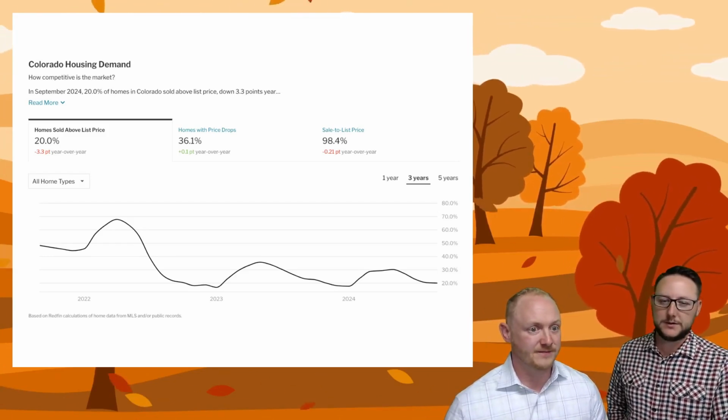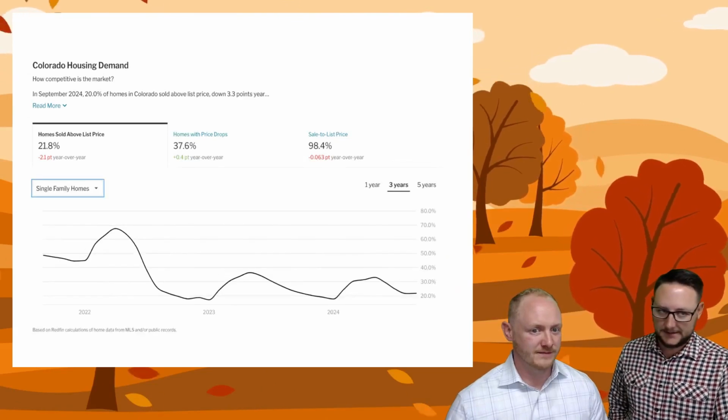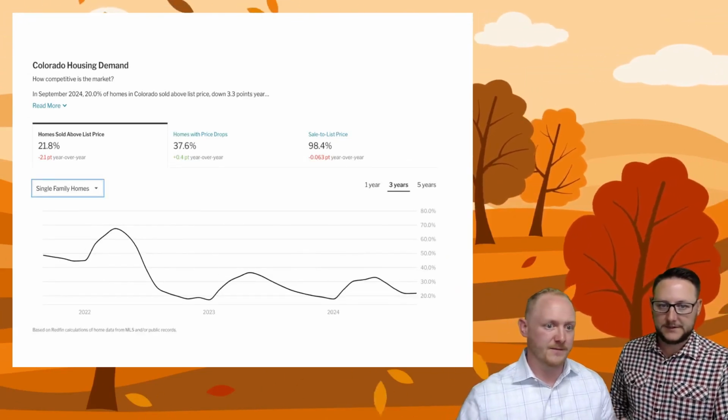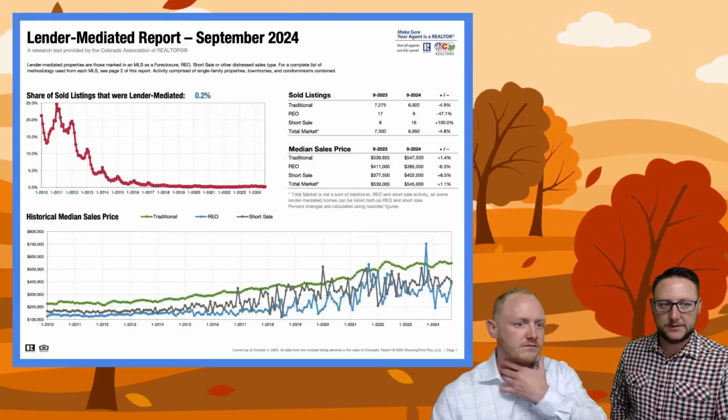It just goes to show you the swing and just how drastic that can take place. And now this is the demand, right? Same slide, kind of showing you similar stuff.